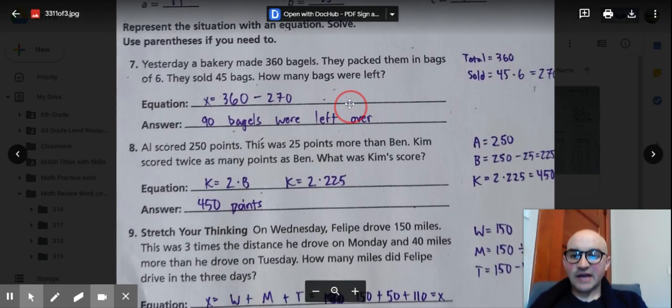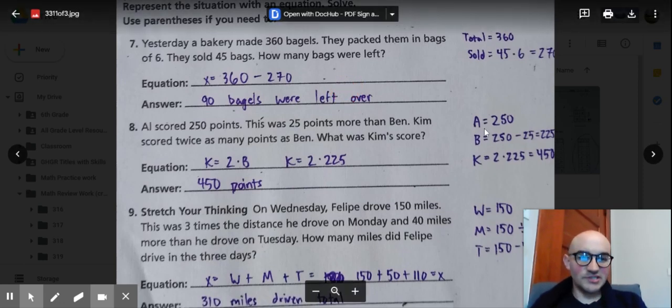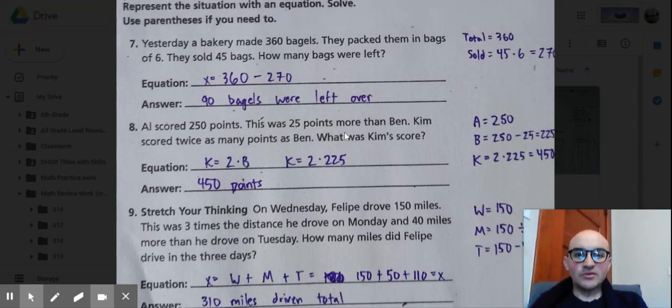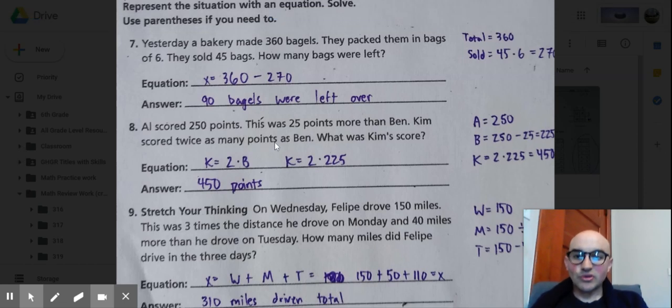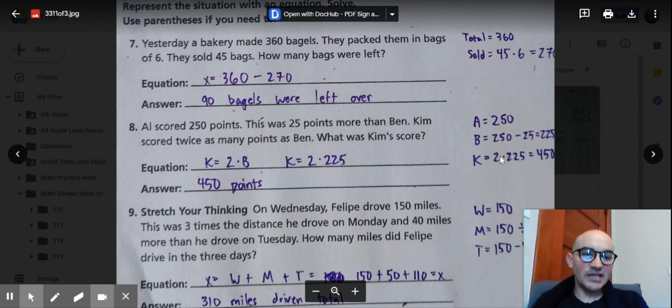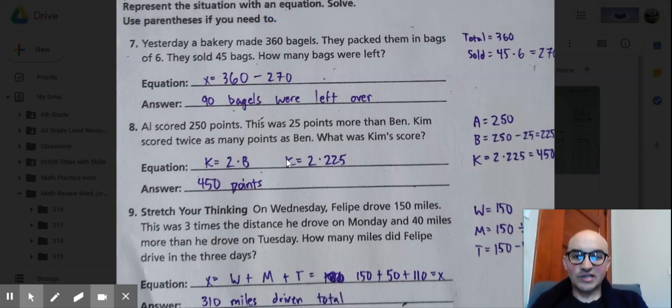Number 8, Al scored 250 points. As you can see here, I'm just using the margin to list what I know. Al equals 250. This was 25 more than Ben, so Ben is 250, that's Al's number, minus 25, and of course that equals 225. Ken scored twice as many points as Ben. So Ben had 225. Ken is twice as much, or 2 times as much. So Ken's was 450. The equation should just look like this. K equals 2 times 225. And of course the answer is 450.